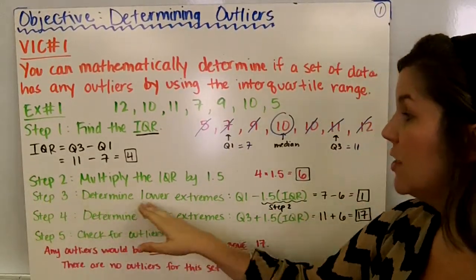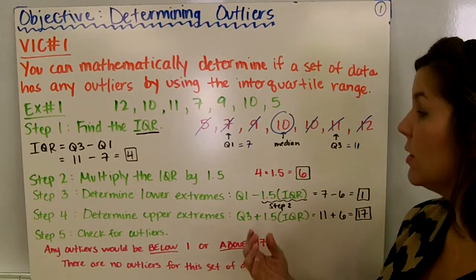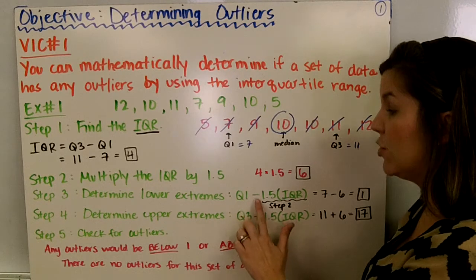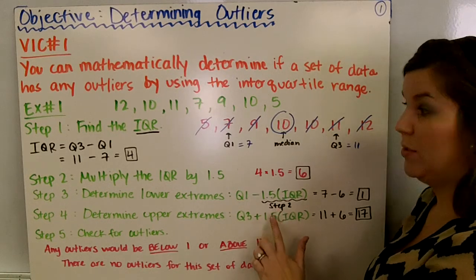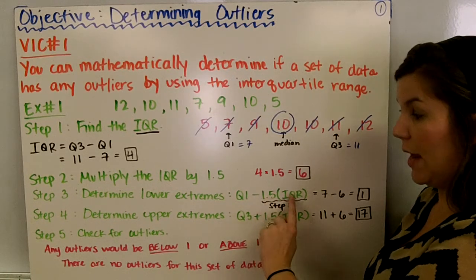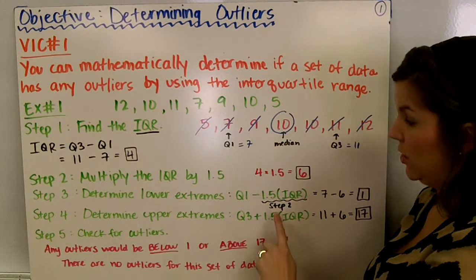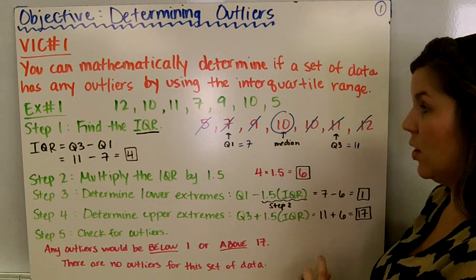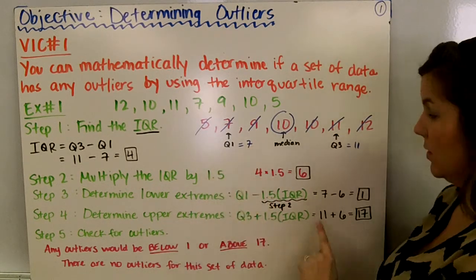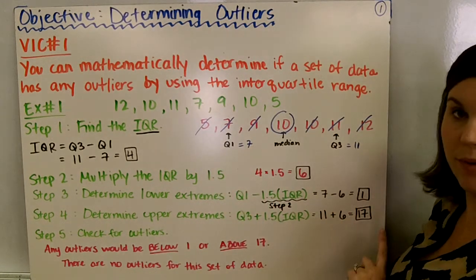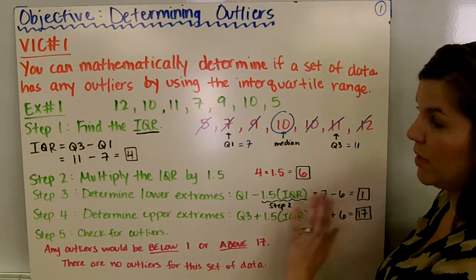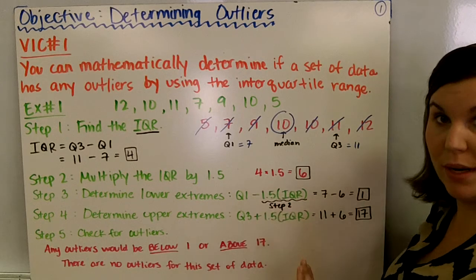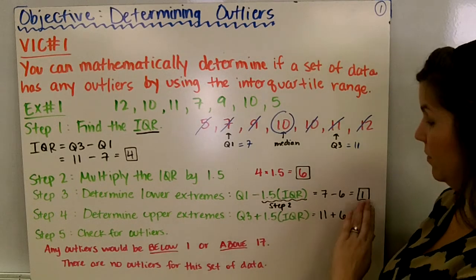Step number 3. Determine the lower extremes. In order to find the lower extremes, we use Q1 and we subtract our answer from step 2. Whatever the IQR times 1.5 gives you, and in this case it was 6, so I say Q1 minus 6, or remember Q1 was 7, so 7 minus 6 gives me 1. This is going to tell me my lower extremes. Anything less than 1 is going to be an outlier.